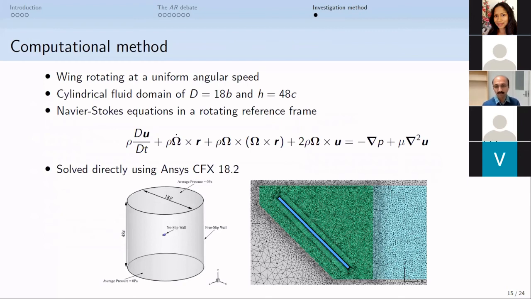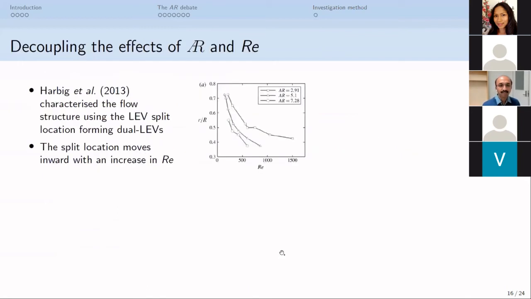So this particular study was mostly done using a computational method, where we rotated a wing situated at the center of a cylindrical domain, shown here, with a uniform angular speed starting from rest. And we stopped it at 270 degrees of rotation. The Navier-Stokes equations in a rotating frame of reference were solved using ANSYS CFX 18.2. And this is the kind of hybrid mesh that we used in the model.